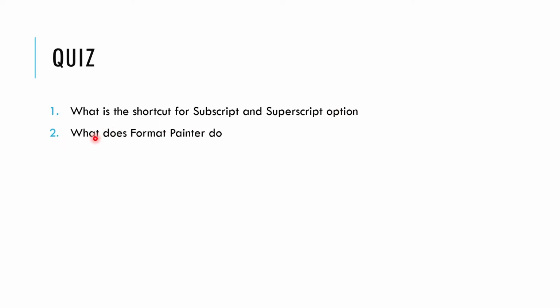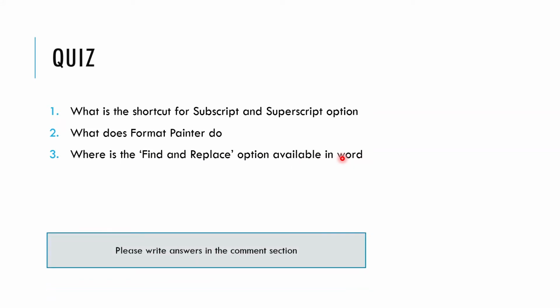Now, time for a short quiz. The first question which I have for you is, what is the shortcut for the subscript and superscript options? The second one, what does Format Painter do? And the last one is, where is the Find and Replace option available in Word? Students, if you know the answers to these questions, please write in the comment section. The answers to these questions we will discuss in our next video.